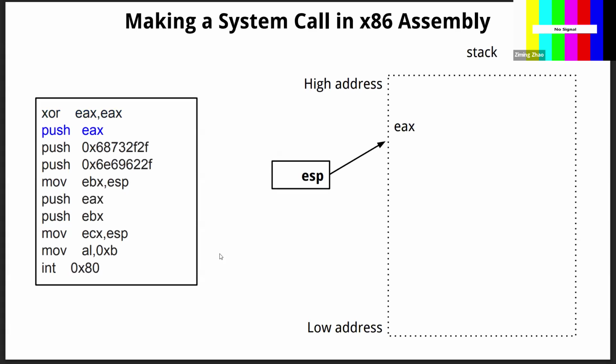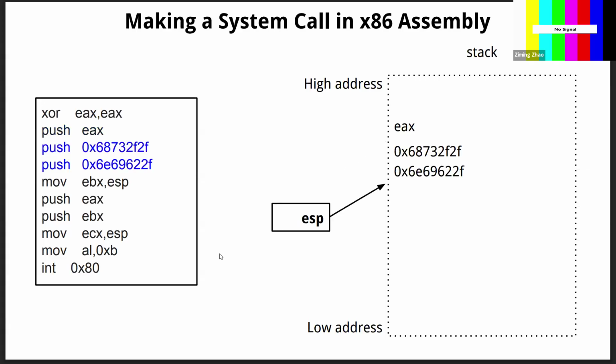Then we do a push EAX. EAX has 4 bytes, which means we are pushing 4 bytes to the stack, and they are 0. Then we are pushing another 8 bytes. It's a little bit strange, right? We're pushing 8 bytes there. We don't really know what they are.